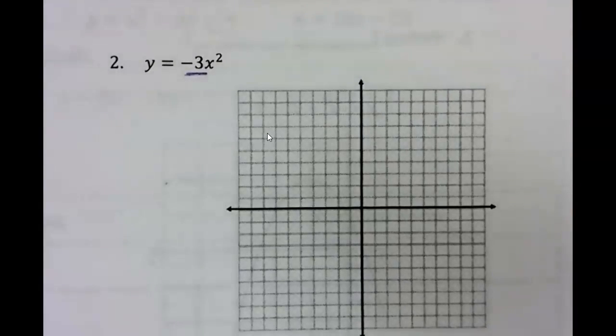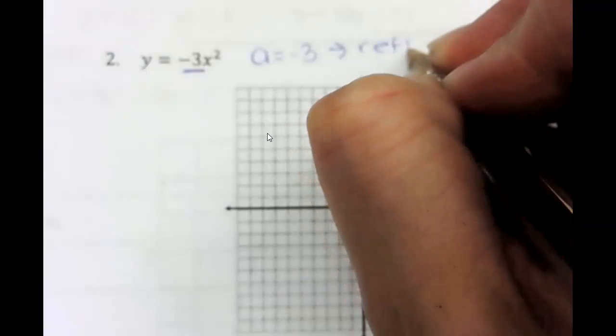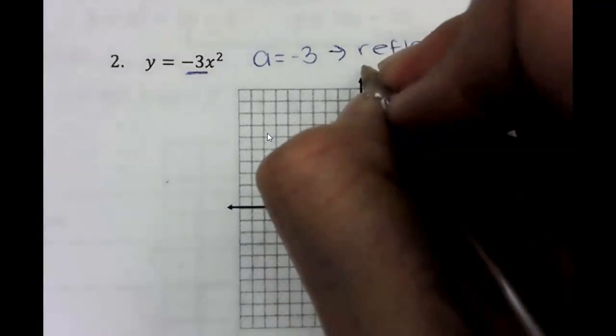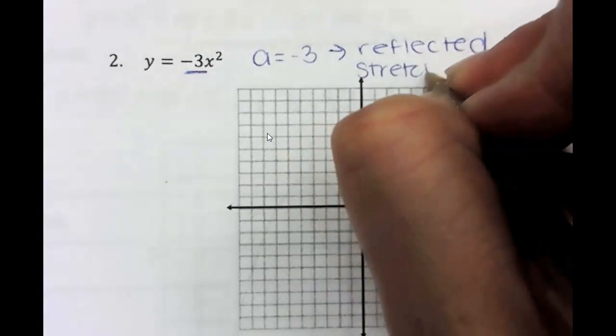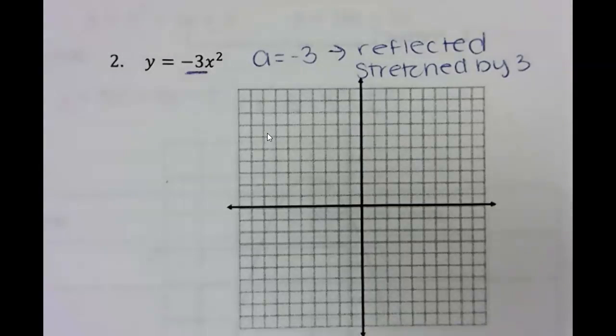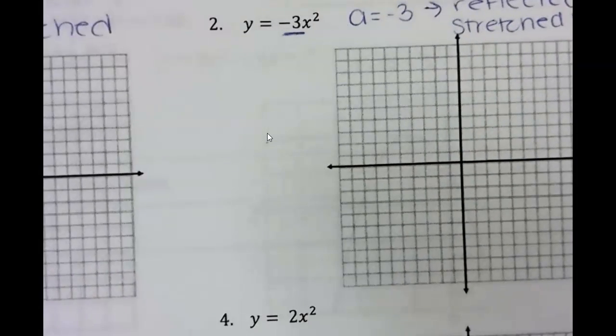So in number 2, there are 2 things you should notice. The A value is negative 3. So A equals negative 3 tells me 2 things. My graph is reflected and it's stretched. So my graph is going to be narrow and open down.